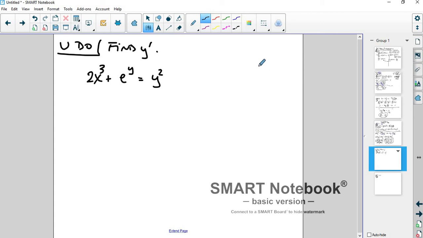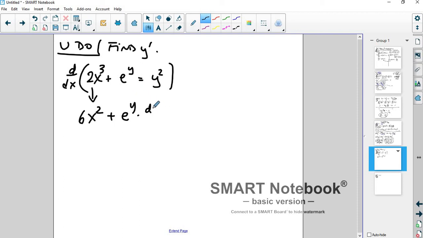Okay, so let's take the derivative of each piece. One way to do that in general is to just write, take the derivative of everything. That's fine too, you don't have to write it for each one. The derivative of 2x cubed is 6x squared. The derivative of e to the y? Well, the derivative of e to the x is e to the x. The derivative of e to the stuff is e to the stuff times the derivative of the stuff.